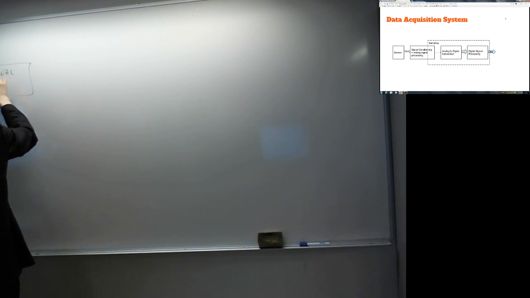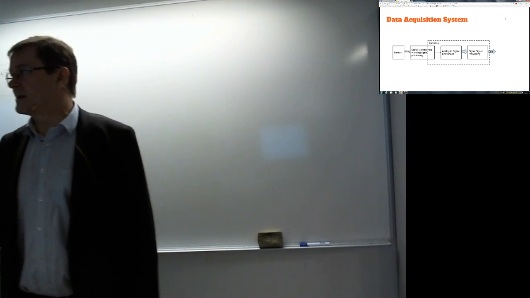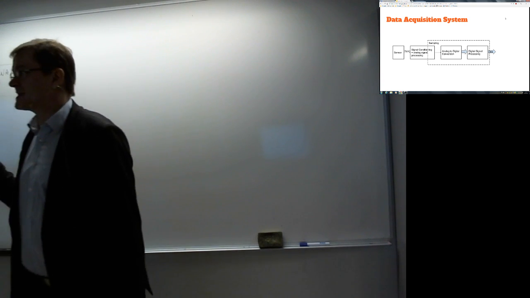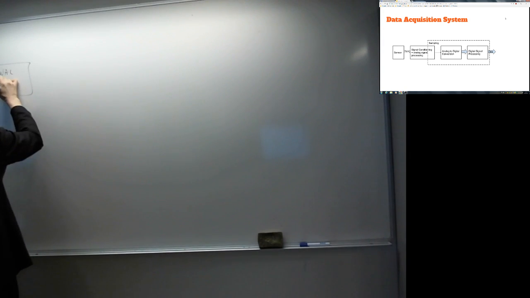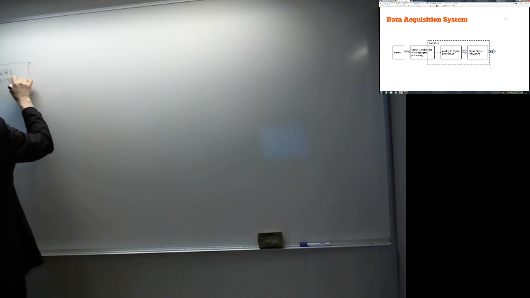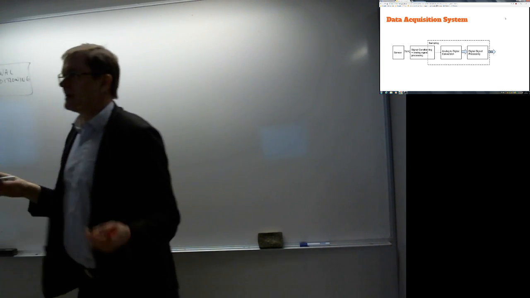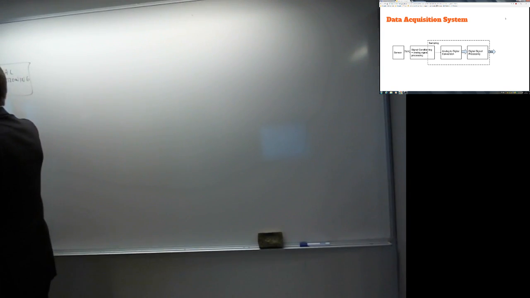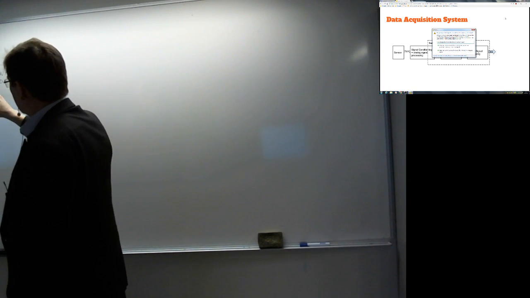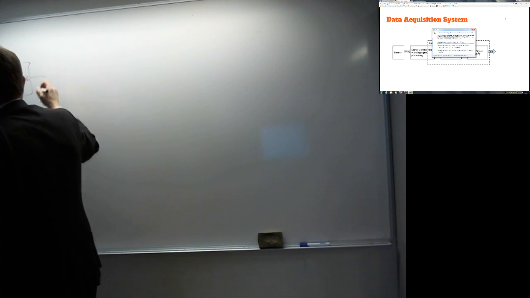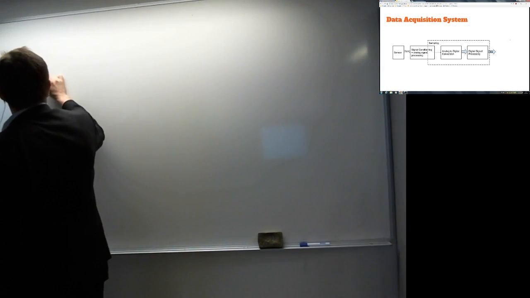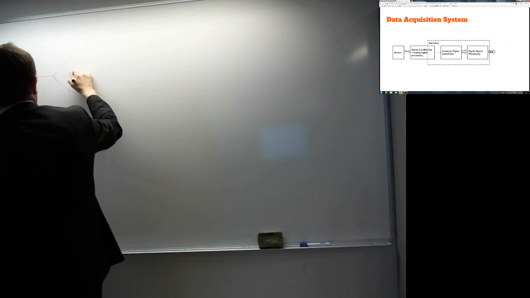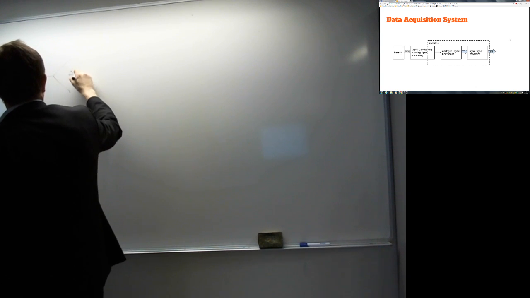Signal conditioning. Usually you need to amplify it. Sometimes, for example with capacitive sensors, you have to somehow measure the capacitance. That would also be part of signal conditioning, to make the signal match the digitizer. And the digitizer is usually the analog to digital converter.